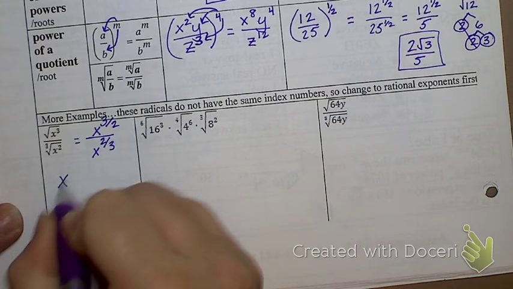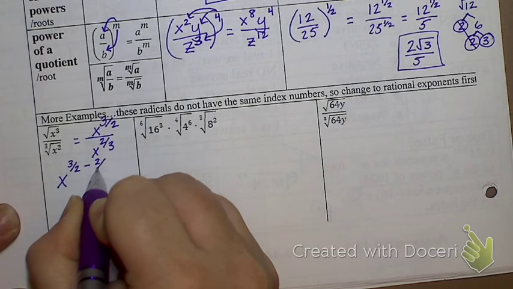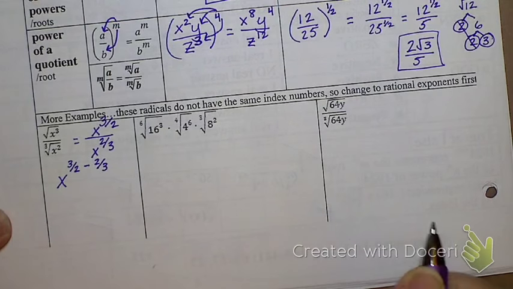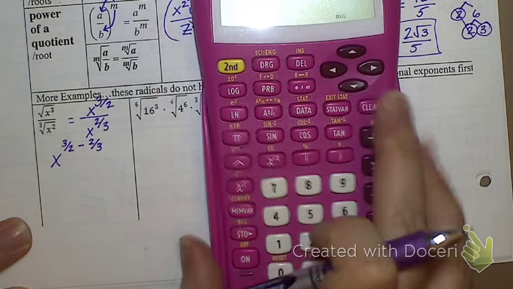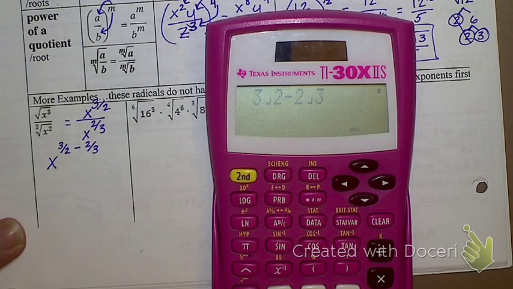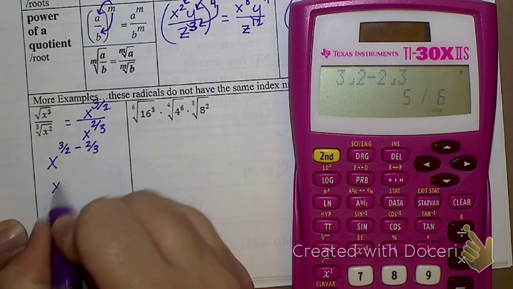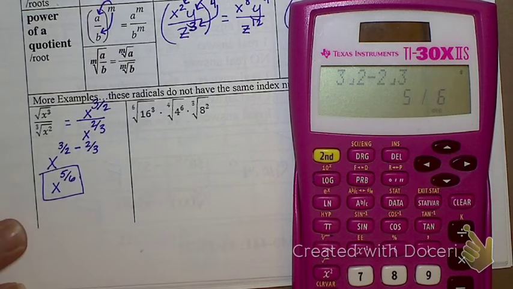Subtract those exponents. So that gives me x to the top minus bottom. And I'm going to go to my calculator. Use that fraction button again. 3/2 minus 2/3 is 5/6. So my answer is x to the 5/6 power.